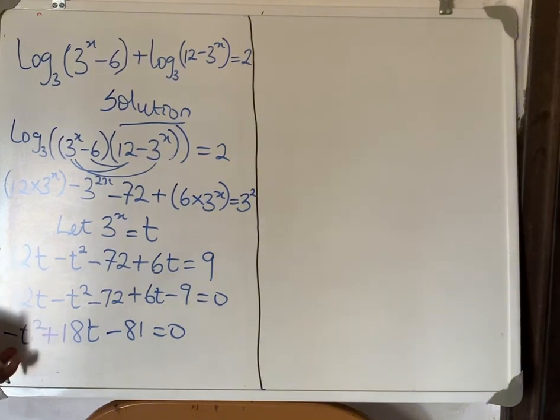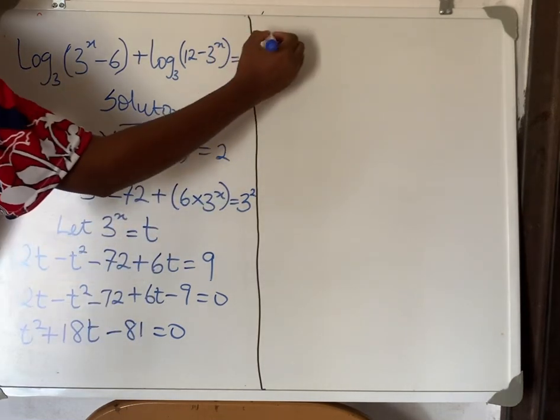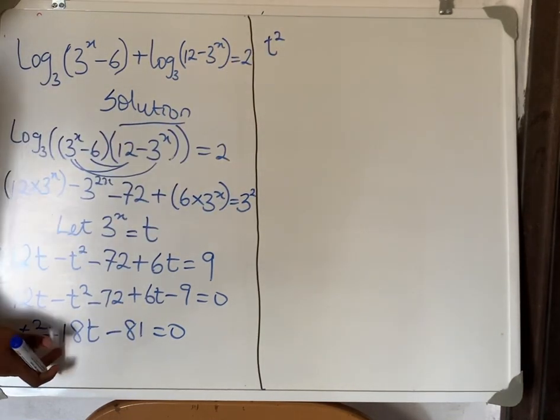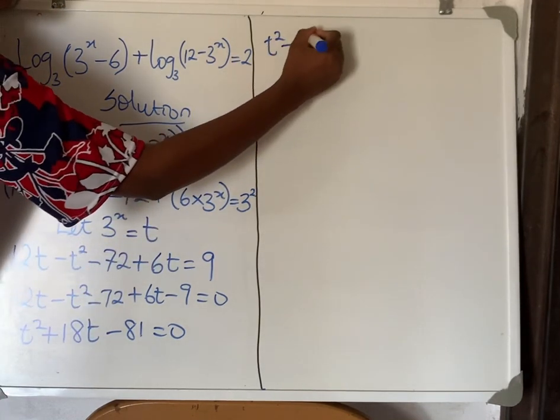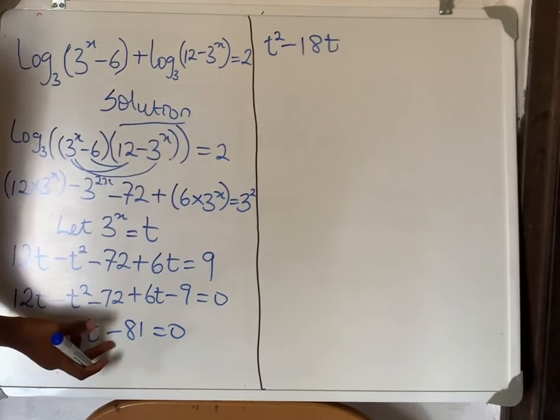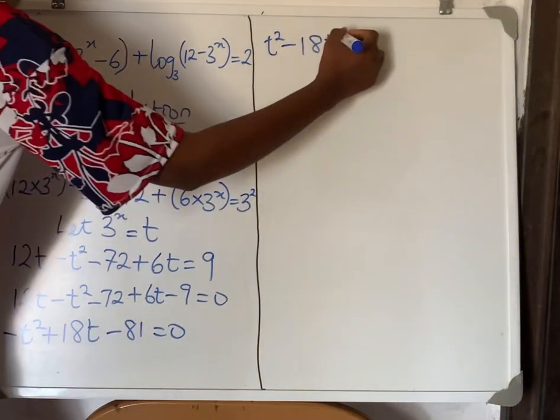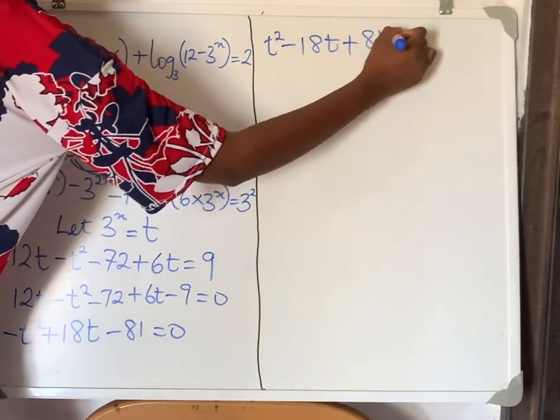So now let's try to divide through by minus. So this place can take an addition sign. So when you divide through by minus, what do you get? You get t squared minus, because now plus divided by minus gives what? Minus. So minus 18t. And now minus divided by minus gives what? Plus. So plus 81, which is equal to what?